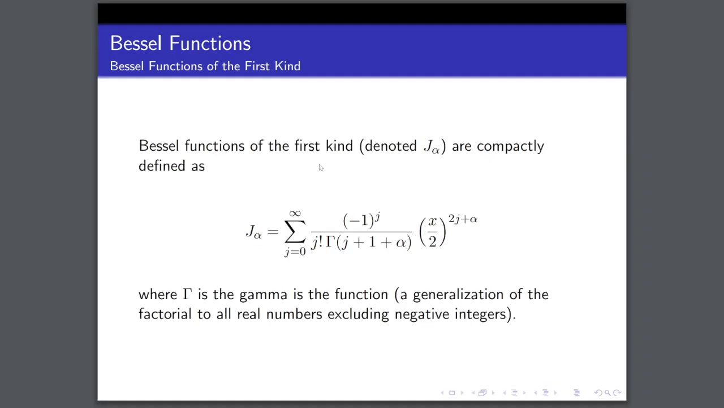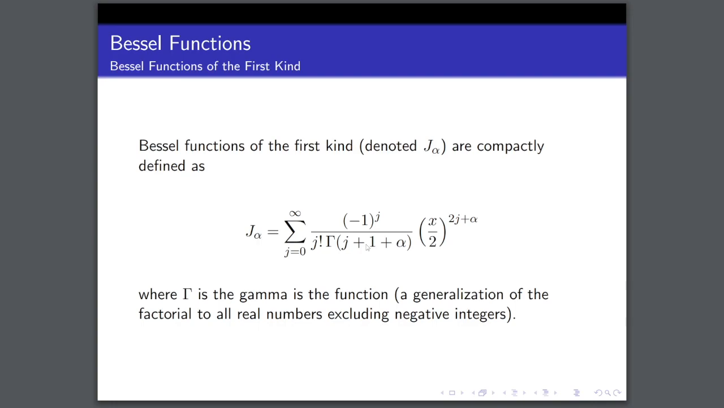The first kind, denoted as J sub alpha, are defined here for the integer coefficients as being this large sum. And you notice that in the bottom there is a gamma. That gamma represents the gamma function, which is a generalization of the factorial to all real numbers except for negative integers. This is just showing all the possible ways you could do alpha. There's also contour integrals, which we're not going to care about.